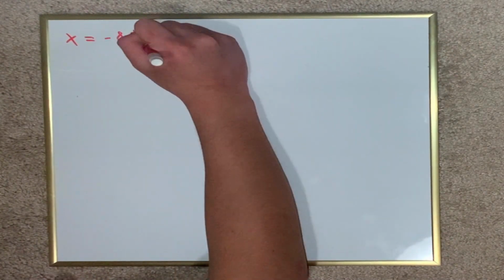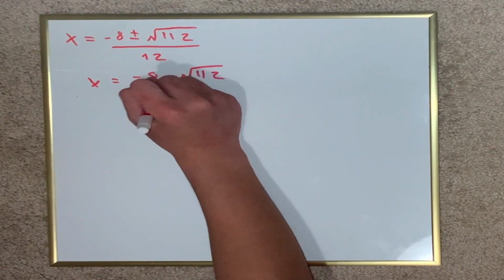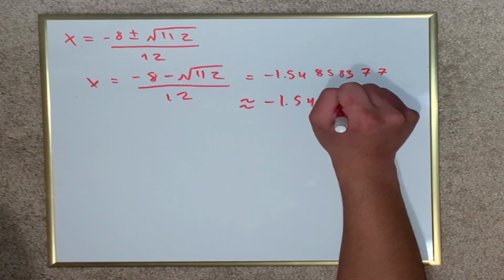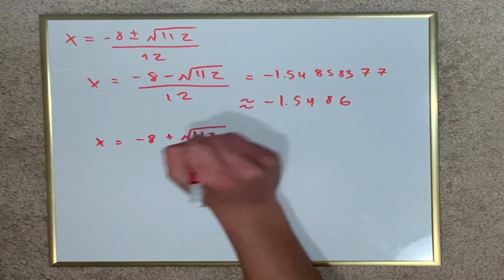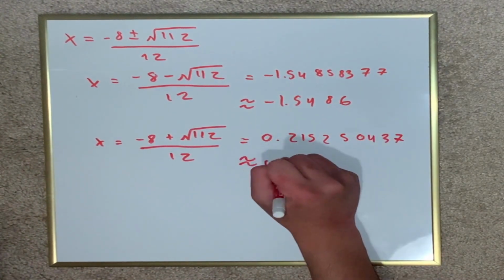On the previous slide, we found that x is equal to negative 8 plus or minus the square root of 112 divided by 12. This splits into two different x values as shown on the board. For the sake of this problem, we will be simplifying it down. The first x equals negative 1.5486, and the second x equals 0.2153.